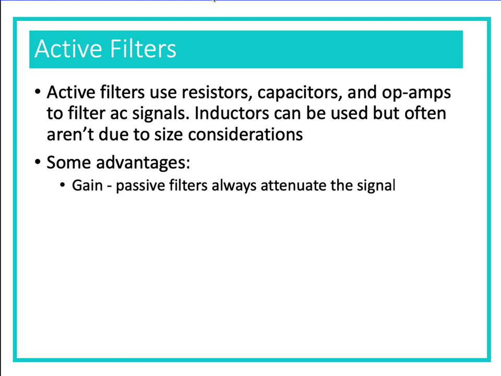One, we can actually have a gain. We can actually amplify the signal. Passive filters, because they're basically circuits, always make the signal smaller. They can't ever make the signal bigger. So if we need to make a signal bigger, an active filter will actually do that.